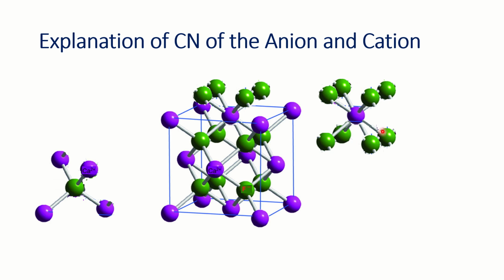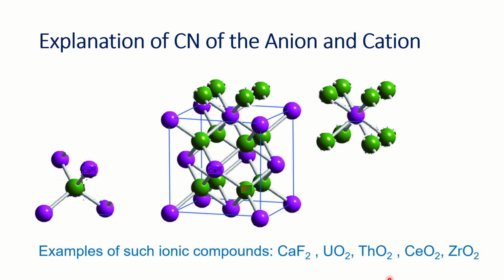fluoride ions. Okay, and if you consider only the fluoride ions, then this is a simple cube. And if you consider both the fluoride ion and calcium ion, then this is a BCC lattice, body centered cubic lattice. So it depends on from what angle you are looking at this. Okay, and not only calcium fluoride has the fluorite structure, there are so many other compounds also. Apart from CaF2, these compounds are uranium oxide, thorium oxide, cerium oxide, and zirconium oxide.